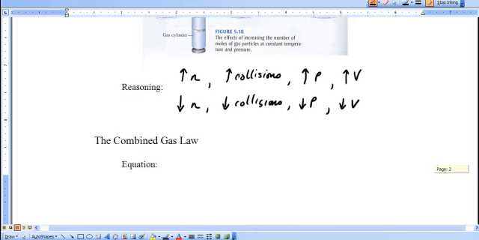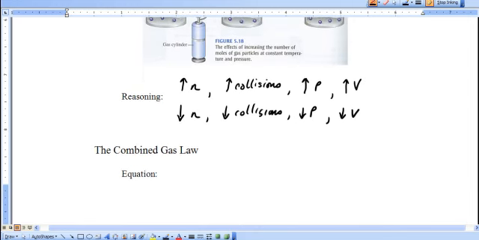Now the last thing we want to talk about in this section is what's called the combined gas law. I'm simply going to write it down. Most textbooks are going to show you that the original pressure times the volume divided by the temperature is going to equal a final pressure times the volume divided by the temperature. So we have P1 V1 over T1 equals P2 V2 over T2.